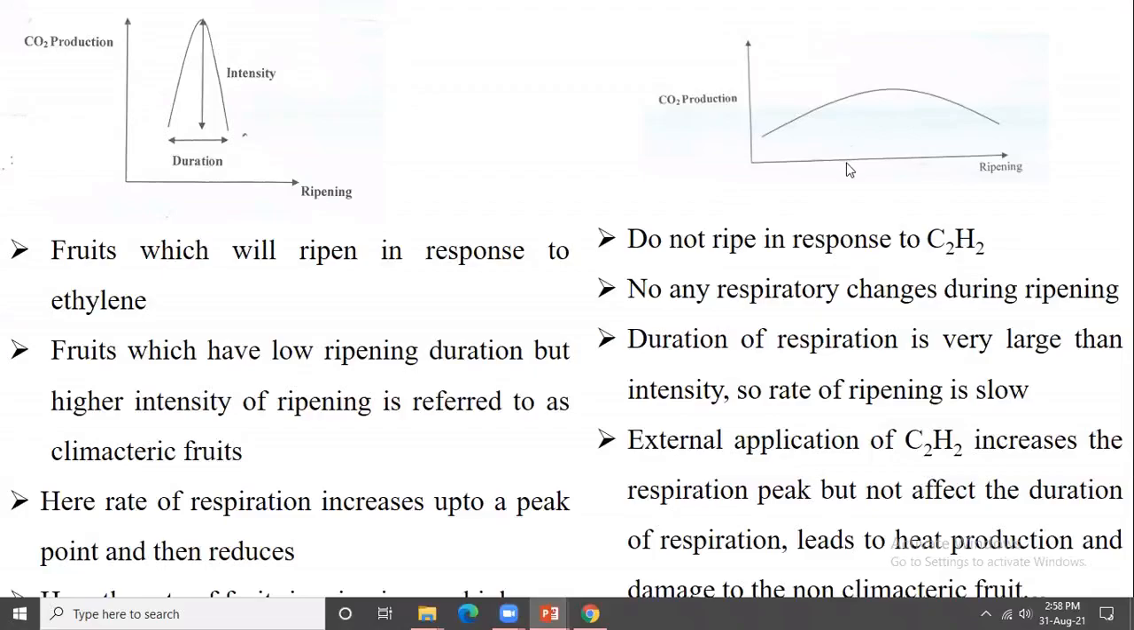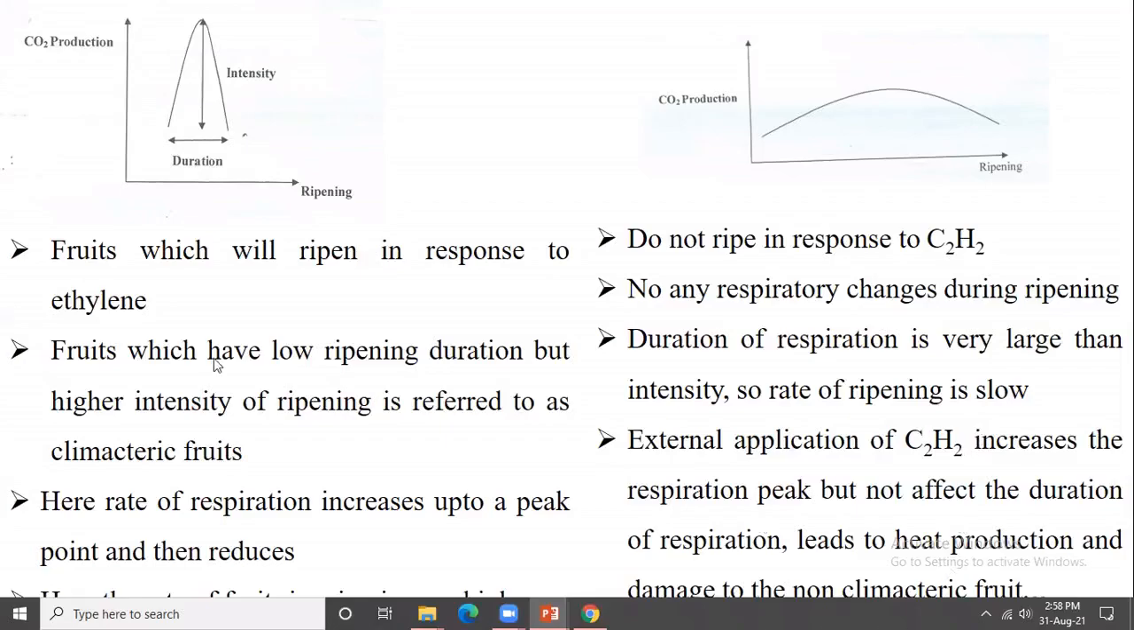So fruit ripening needs more time compared to climatic fruit. Climatic fruits ripen in response to ethylene, but non-climatic fruits do not respond to ethylene. Ethylene's chemical formula is C2H4.